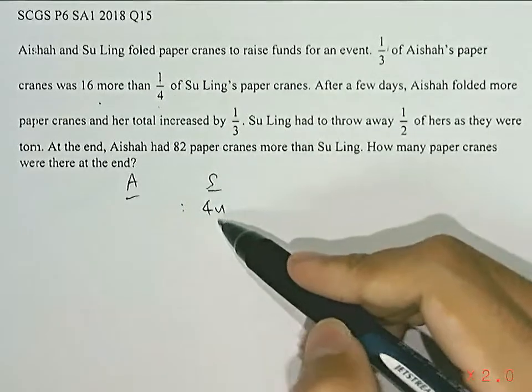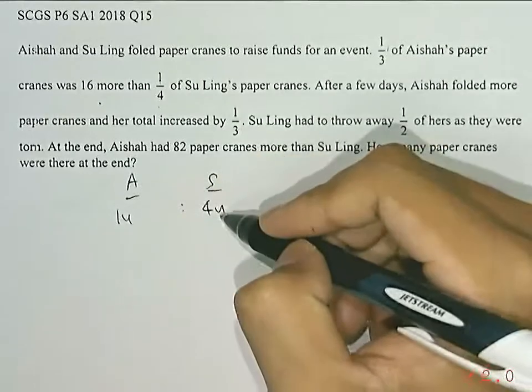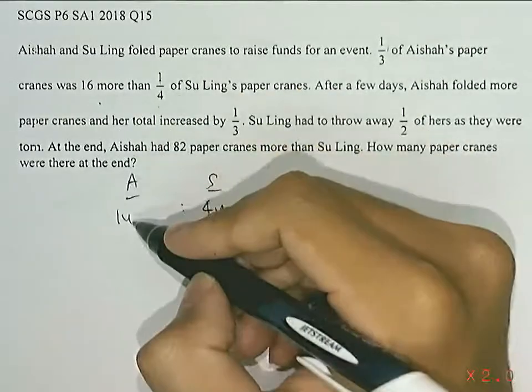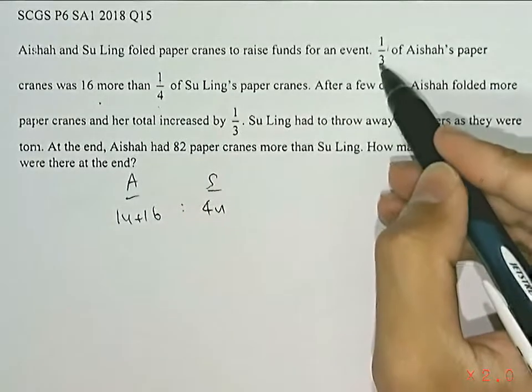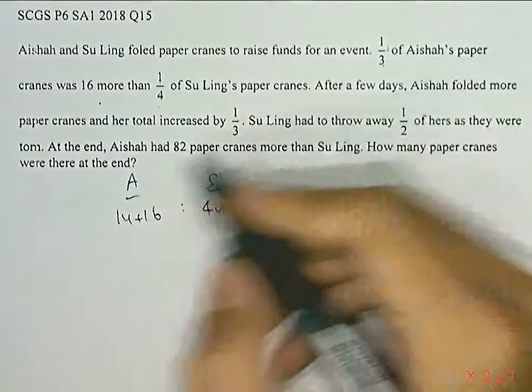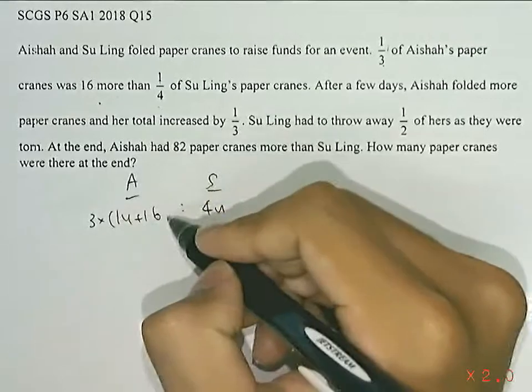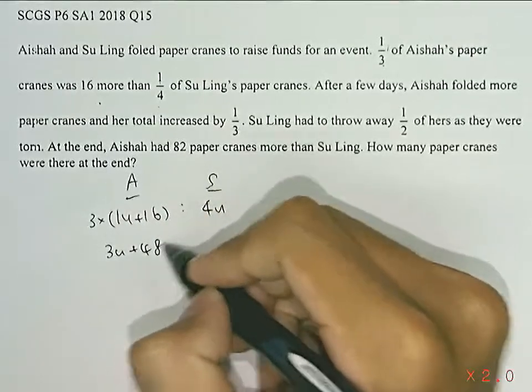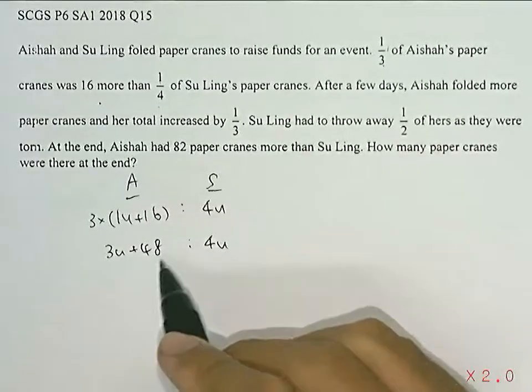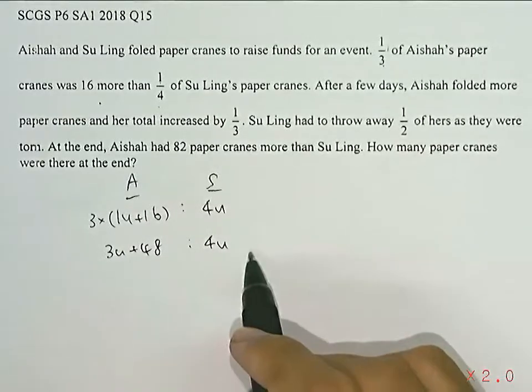So 1/4 of Su-Ling's would basically be 1 unit, but it's 16 more than 1/4, so that's 1 unit plus 16. But this amount is only 1/3 of Aisha's total paper cranes. So we have to multiply this amount by 3, since this is only 1/3. So that gives us 3 units plus 48 to 4 units for the starting amount of Aisha to Su-Ling.